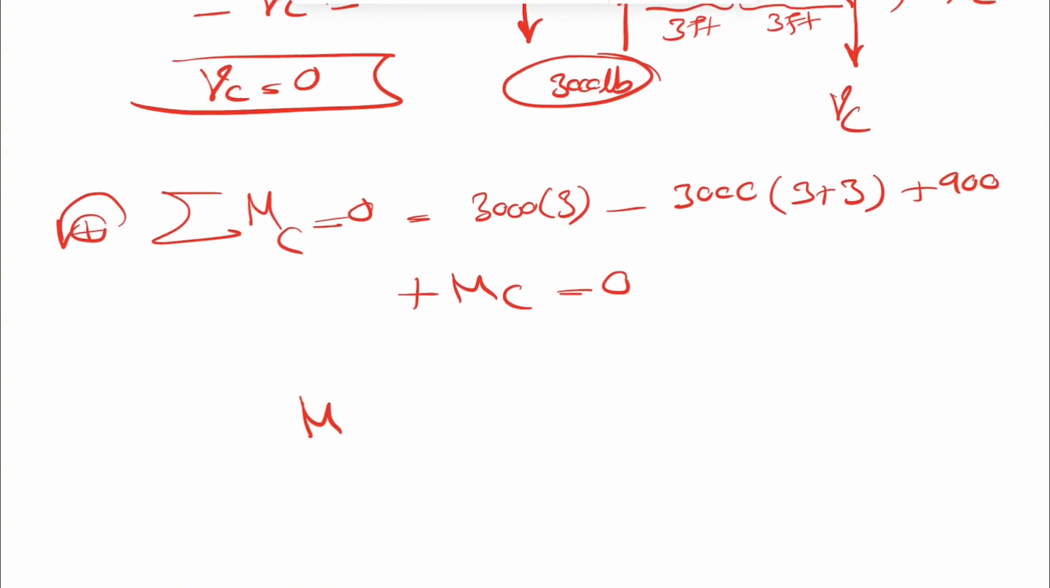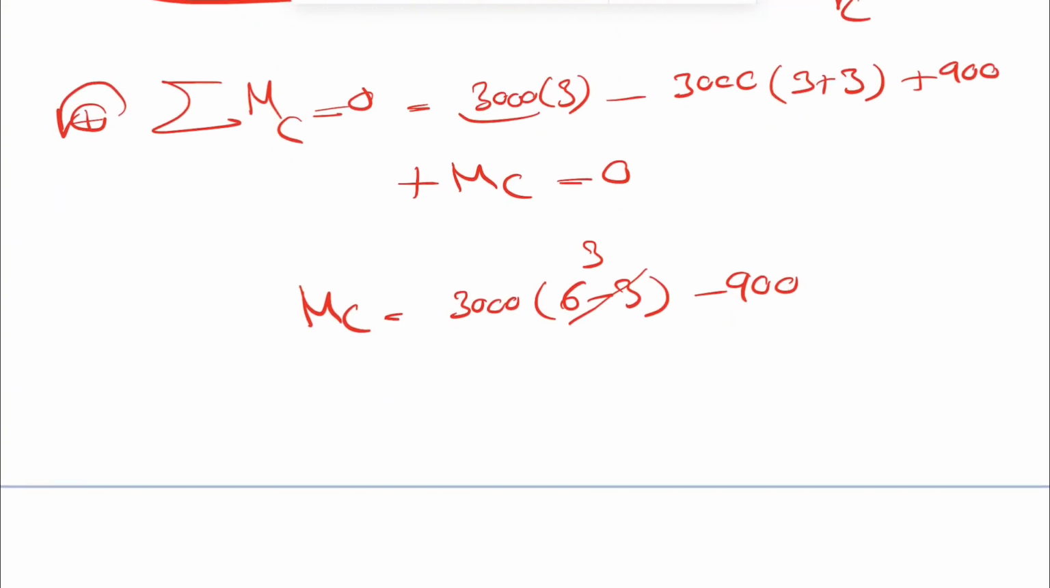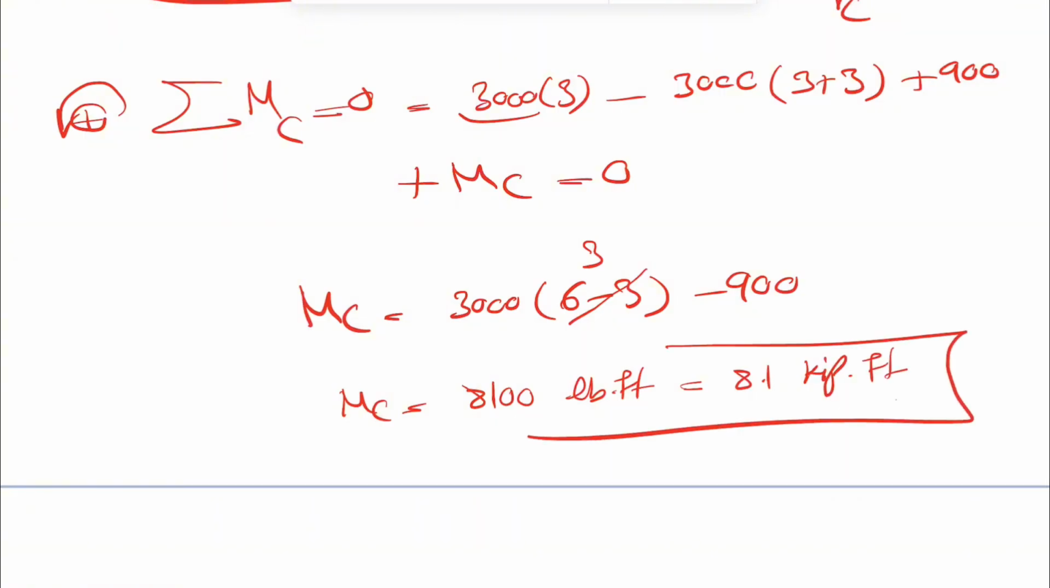And if we want to calculate Mc in here, we're going to have 3,000. We can factor 3,000 in these two, so we're going to have 6 minus 3 minus 900. This will be 3. So our Mc would be 9,000 minus 900, which will be 8,100 pound-foot, or if we divide it by 1,000, 8.1 kip-foot. So we did not get any negative sign. That shows that Mc was a counterclockwise moment. So we can do counterclockwise in here too. And yeah, that would be everything for this one.